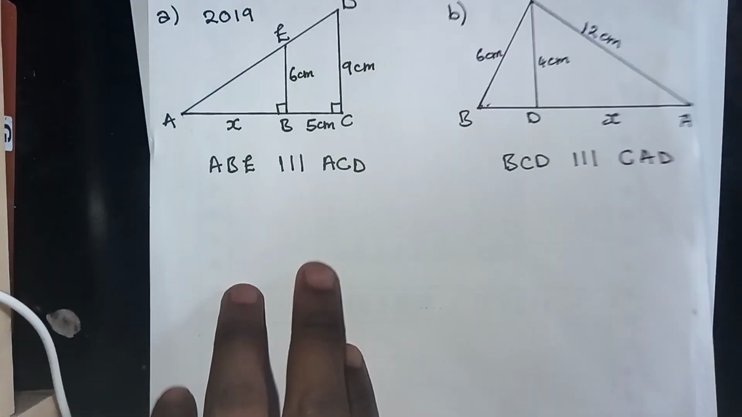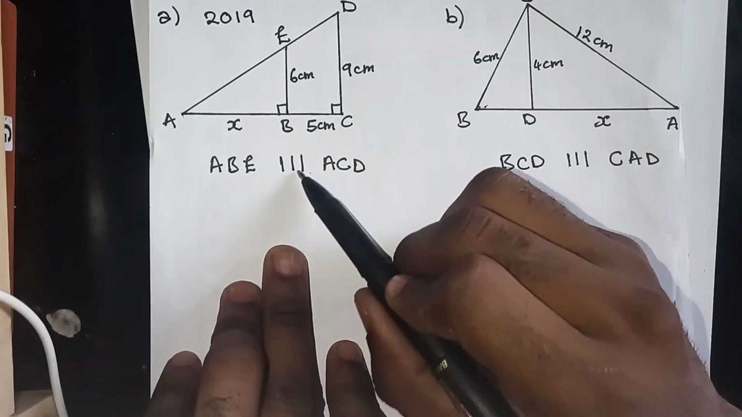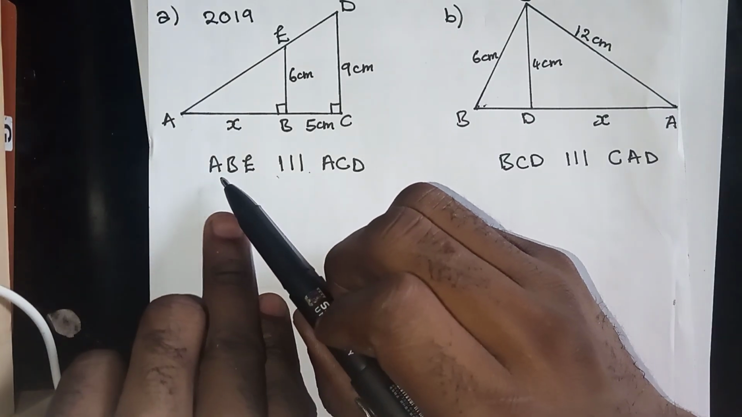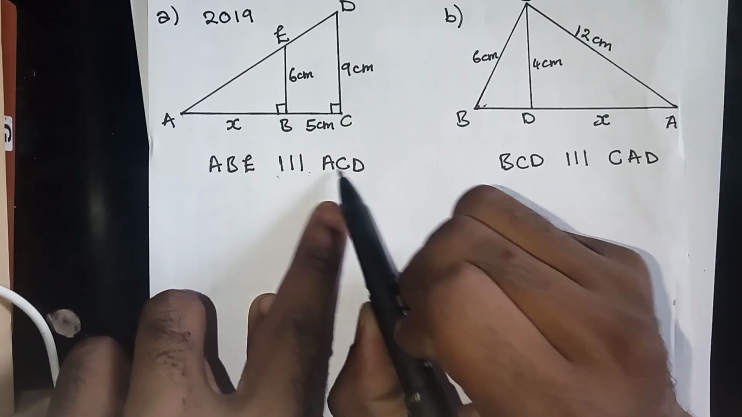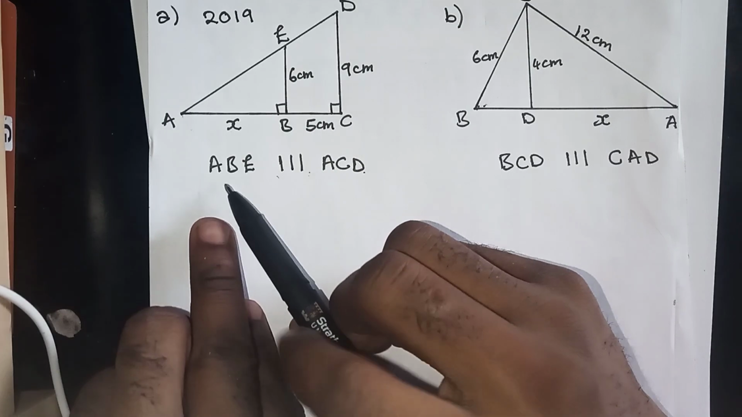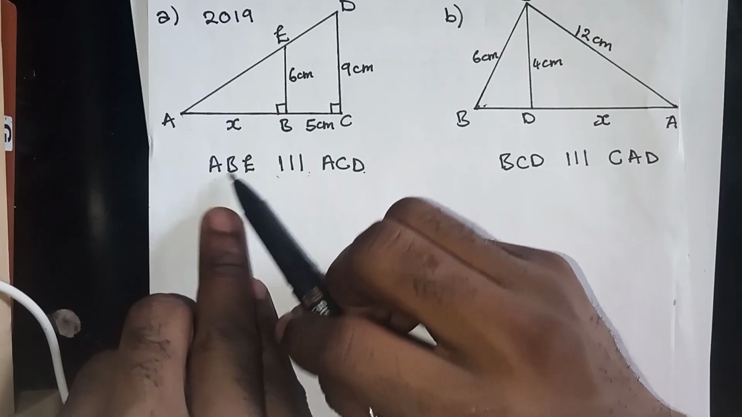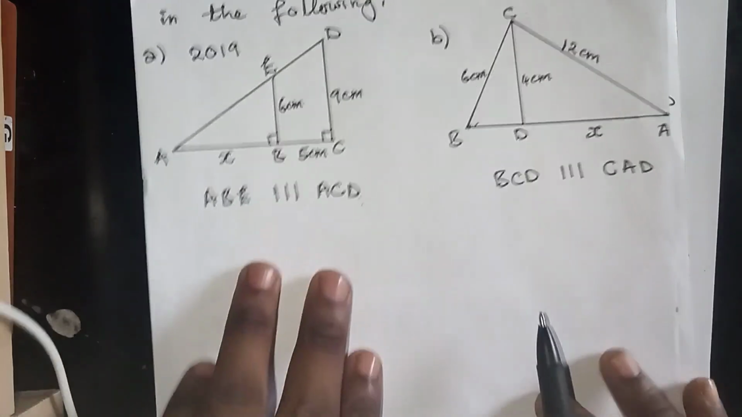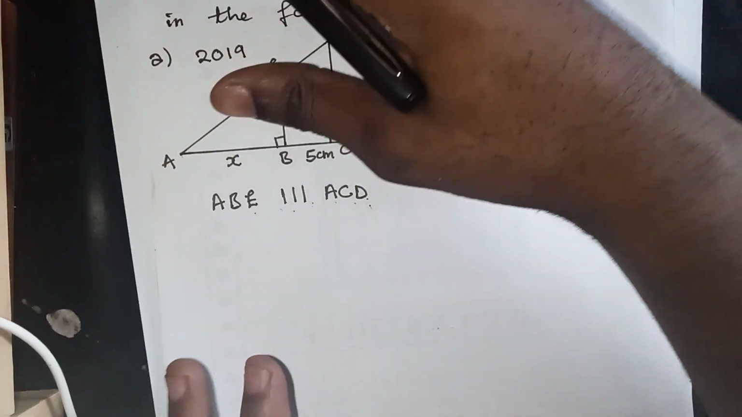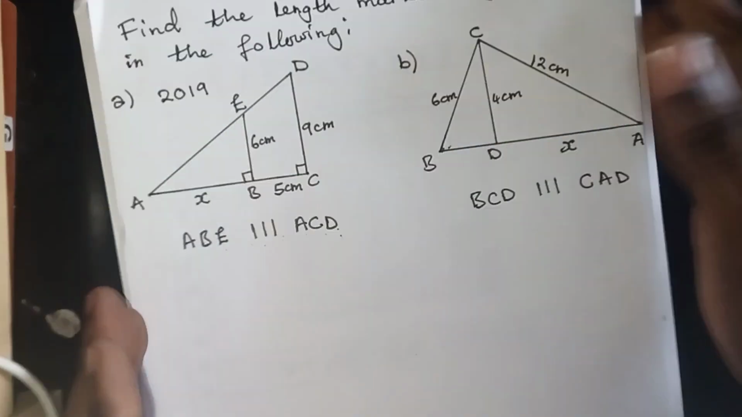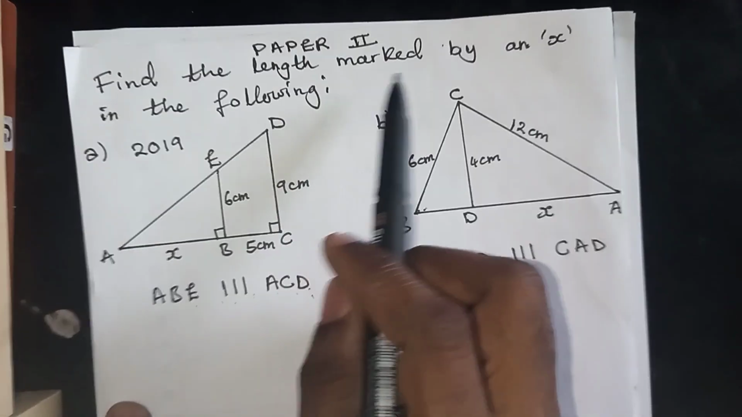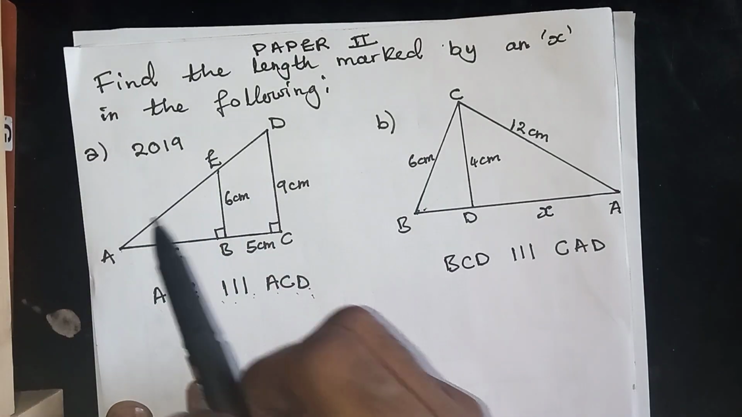By the way, throughout this lesson, these three lines here mean similar to. So when you have AB, 3 lines ACD, this means ABE is similar to ACD. So in your exams, this information will be stated. Okay, so find the length marked by an X in the following.